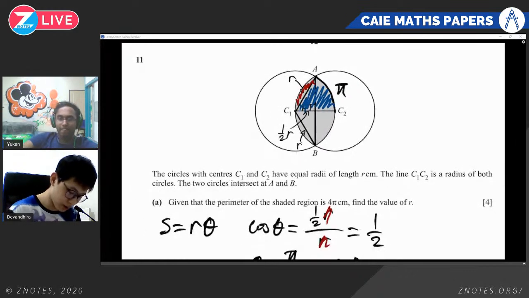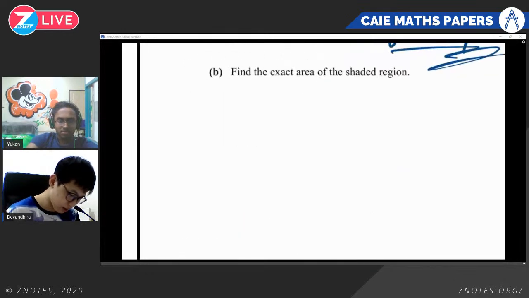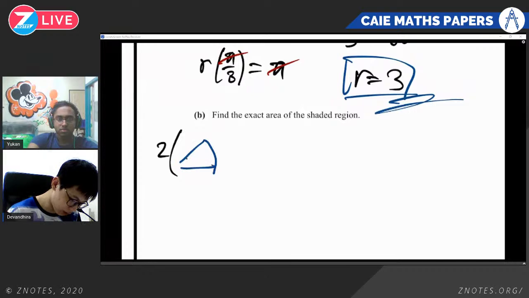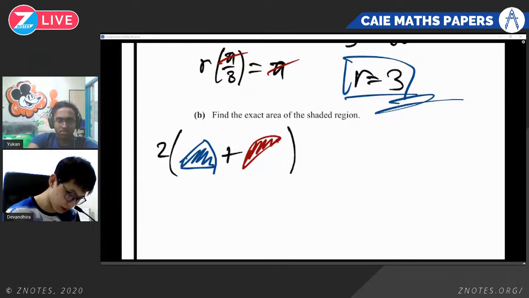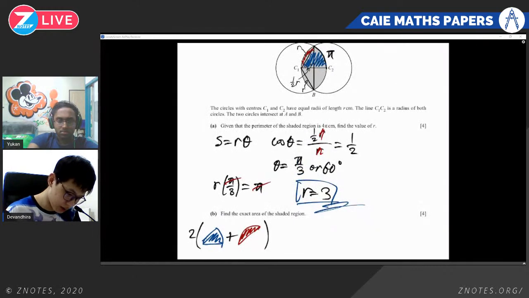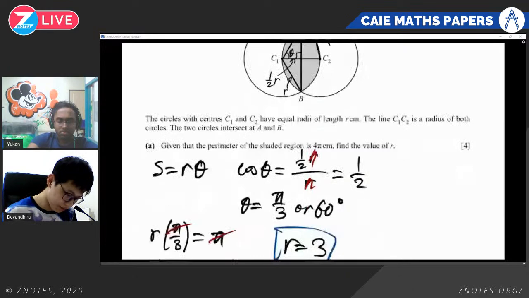Okay. So we split that into 2 parts. That means if we want to find the area of the shaded region, we just have to multiply by 2 the sector, added by that small region. Is that correct? Right. So let's do that. Let's find what that is. Let me just erase this.